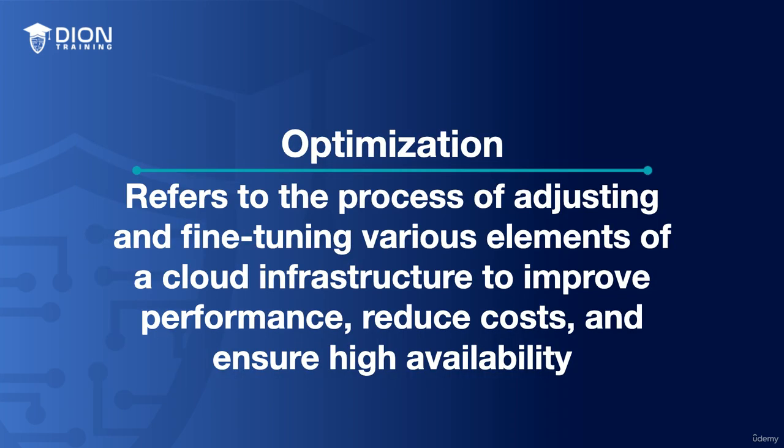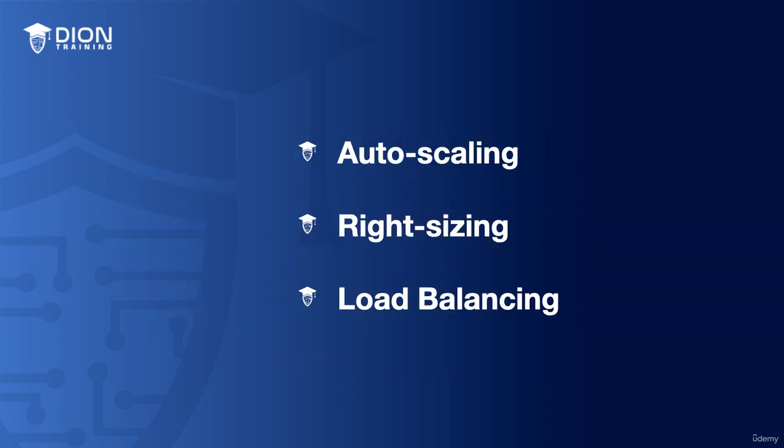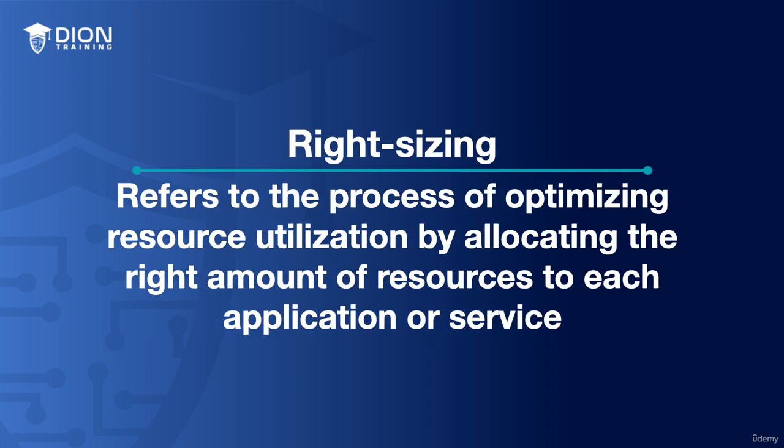Sixth, we have optimization. Optimization in cloud computing refers to the process of adjusting and fine-tuning various elements of a cloud infrastructure to improve performance, reduce costs, and ensure high availability. Optimization involves three key components: autoscaling, right-sizing, and load balancing. Now, autoscaling is the process of automatically adjusting the number of computing resources based on the demands that are being placed upon them. Right-sizing, on the other hand, refers to the process of optimizing resource utilization by allocating the right amount of resources to each application or service.